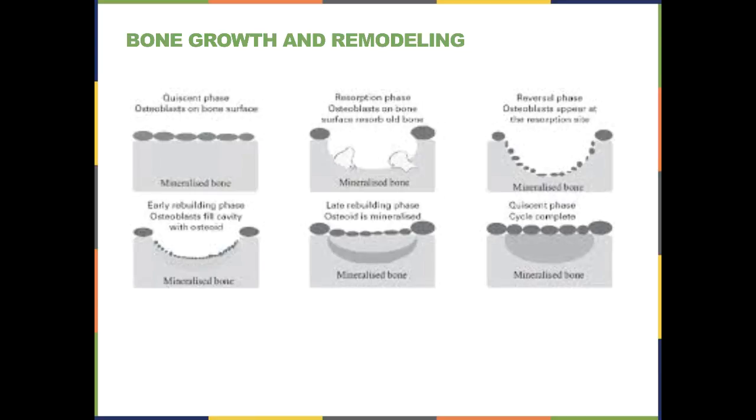The osteoblasts come in and begin to mineralize new bone. Then if you move down to the lower left, you see that the new bone is continuing to be rebuilt until you reach a later phase when the osteoid is then mineralizing, and then you have new mineralized bone. And this remodeling continues to occur.